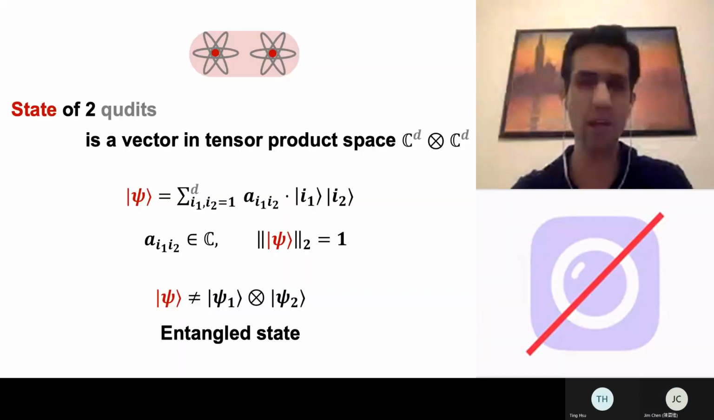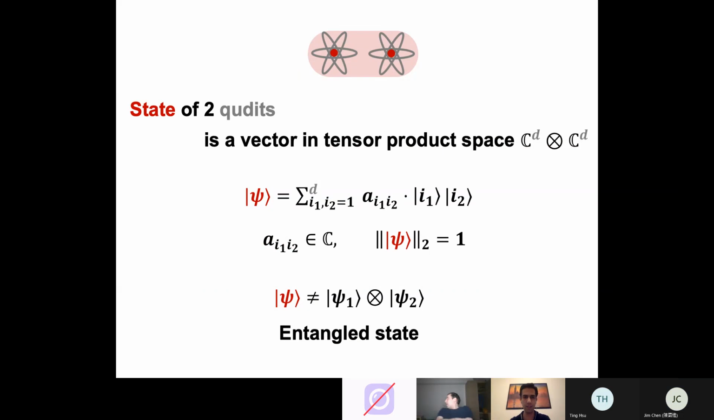But it turns out there are also states that can't be factored as a simple tensor product of two vectors. And there are some of multiple tensor products. So we call these states entangled.